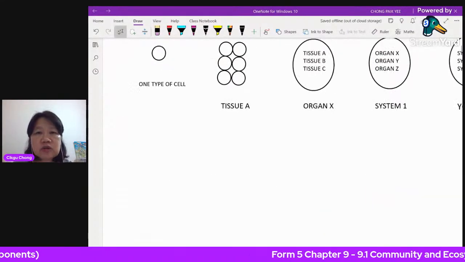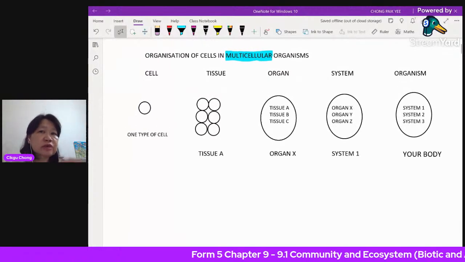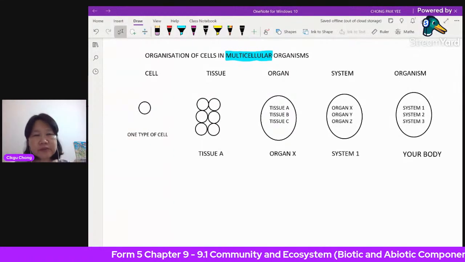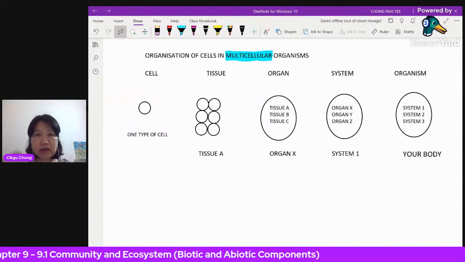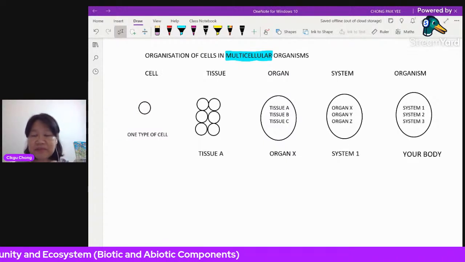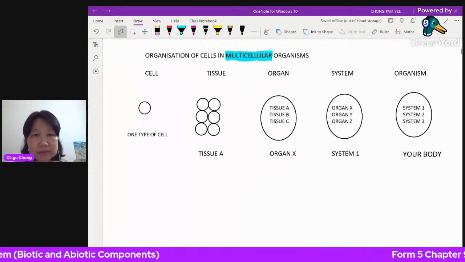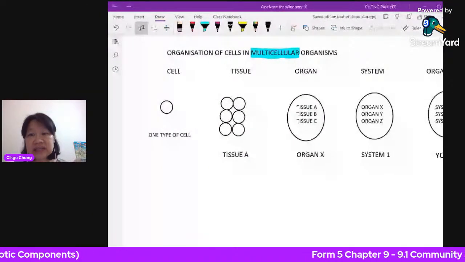Because before I go into all this hierarchy, you will get confused when I talk about it. So let's talk about this one first. Remember, when you talk about a multicellular organism, there is a hierarchy of organization, correct? Remember? So when you talk about one animal, let's say multicellular, let's say you, right?